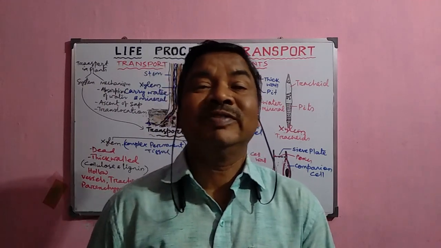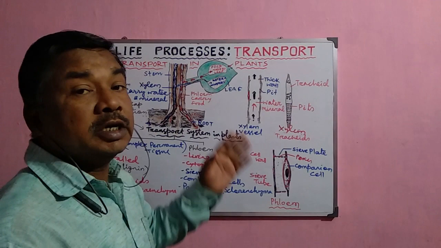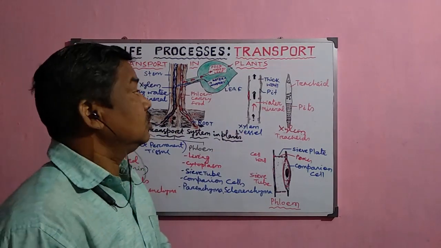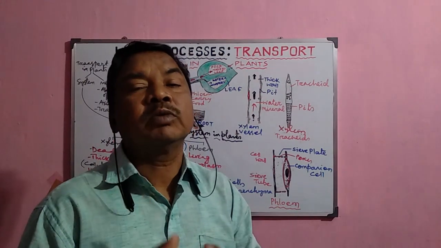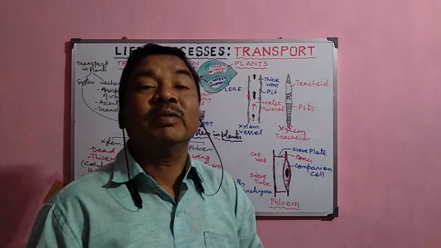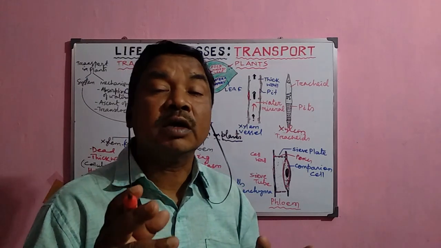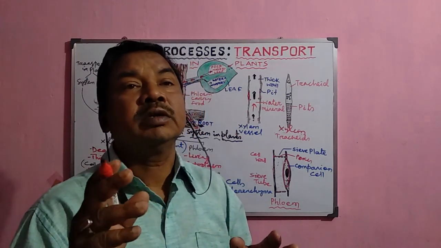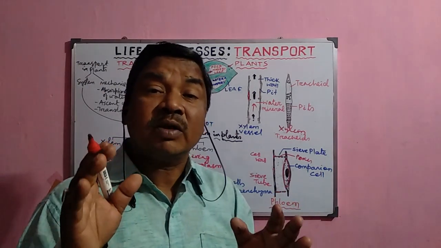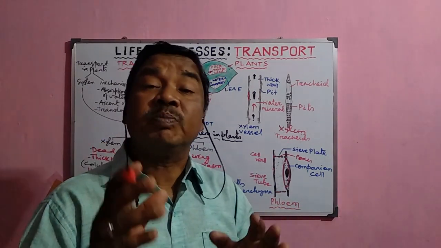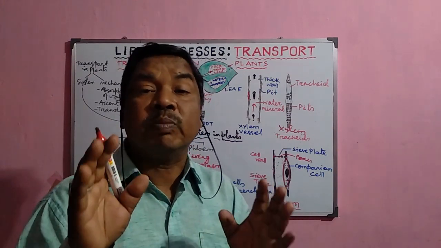Good morning, students. In this video, I shall discuss transport in plants: how different substances are transported from one part of the plant to the other, because the plant needs so many substances. For example, water, nutrients and other minerals in each and every part of the plant, and also the prepared food materials, which are to be transported from the leaf to all parts of the plant.